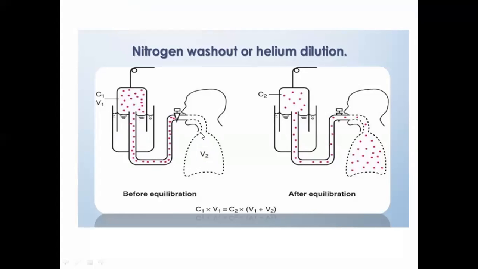Once we allow the gas to flow to the lungs, helium will be allowed to pass to the lungs. With this we can find out the volume of the lungs. That volume is a combination of the actual lung capacity and the applied volume. With this, we get C1 into V1 equals C2 into (V1 plus V2).